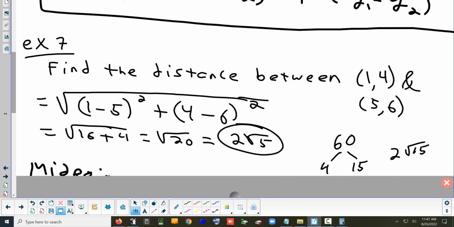You remind me what a perfect square is? Perfect square: a number you can take the square root of and it comes out to an integer. Square root of 4, 9, 16, 25, 36, things like that.